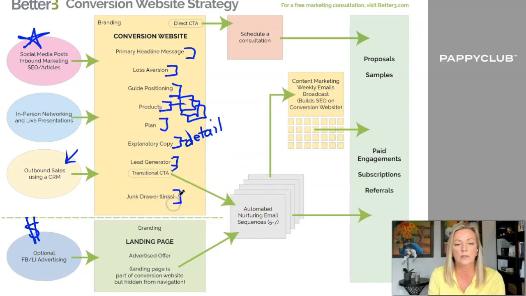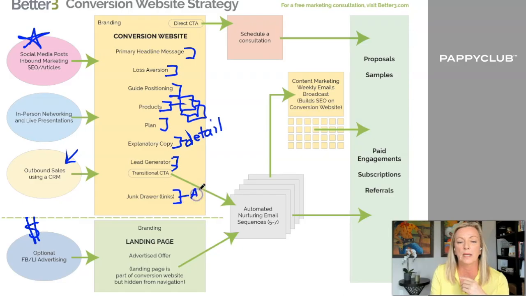And then junk drawer, this is what Donald Miller calls basically the footer of your website. So all of that navigation that would normally be up here, you basically only have one button that sends them to the direct call to action, or the transitional, which is usually a pop-up that says sign up for my newsletter or download this ebook or whatever that freebie is. And then the junk drawer carries all of the other links.